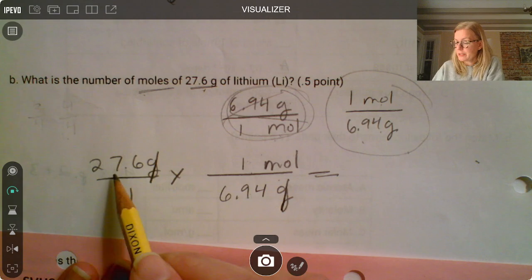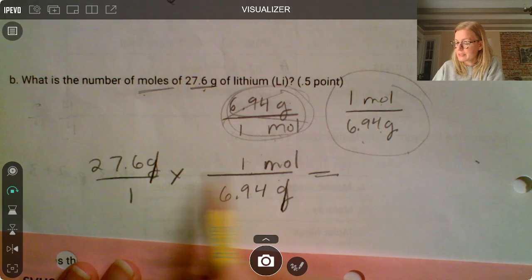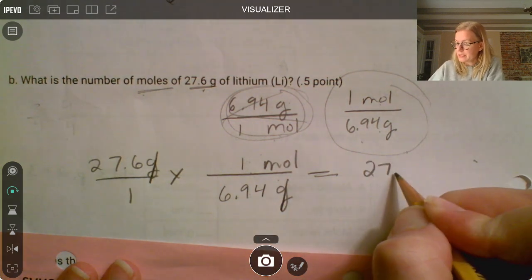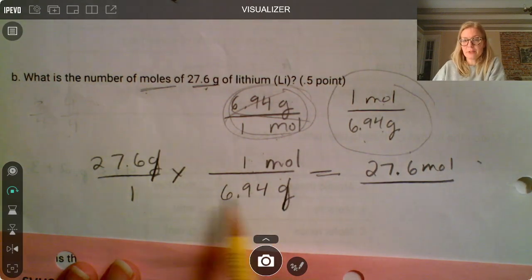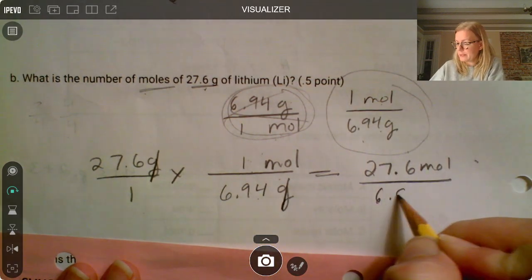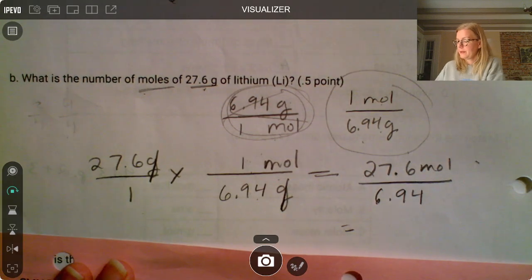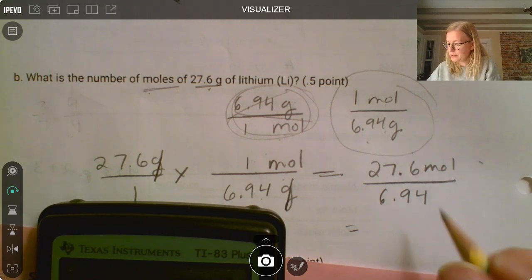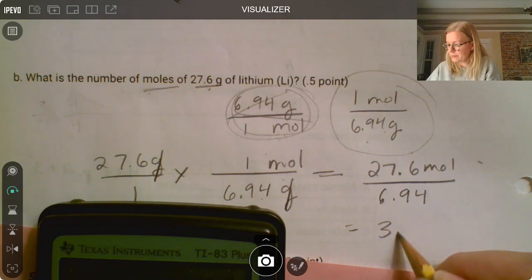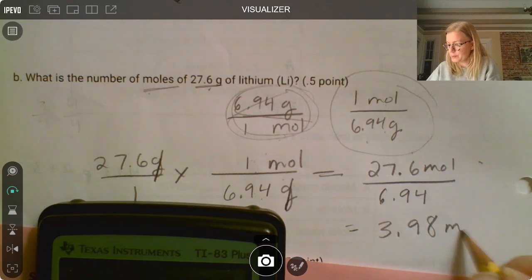And then you multiply straight across the top. 27.6 times 1 mole is 27.6 moles. And then multiply across the bottom. 1 times 6.94 is 6.94. And you have 27.6. Always simplify it at the end. 27.6 divided by 6.94. And you get 3.976. So I'm going to round that to 3.98 moles.